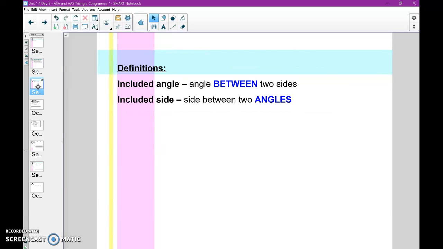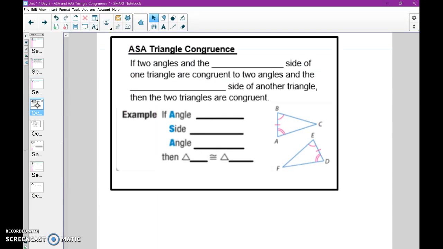So a couple things to remember, few definitions. When it says included angle or included side, it means the angle between two sides, or if it's an included side, it's the side between two angles. So included just means between. So make sure you put down those fill in the blanks on your notes. And then we have two sections to fill in for our two different triangle congruences.